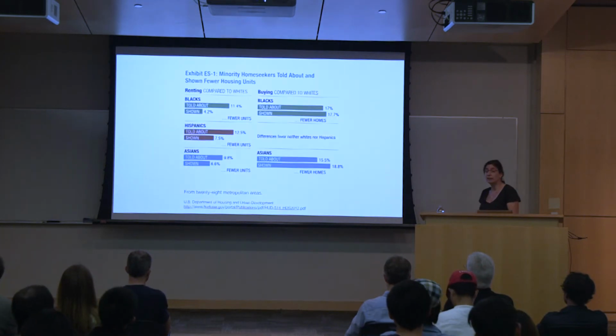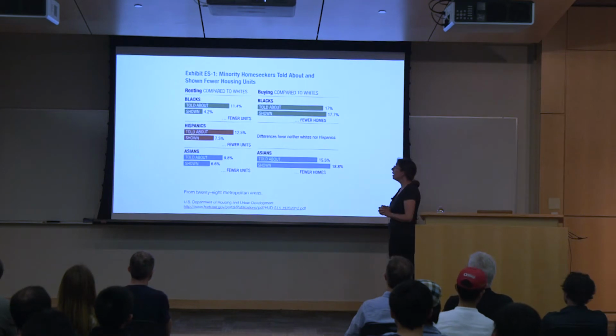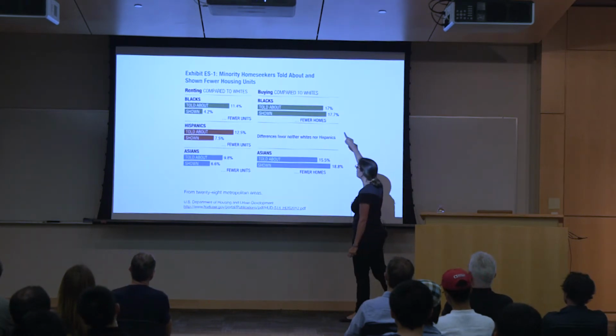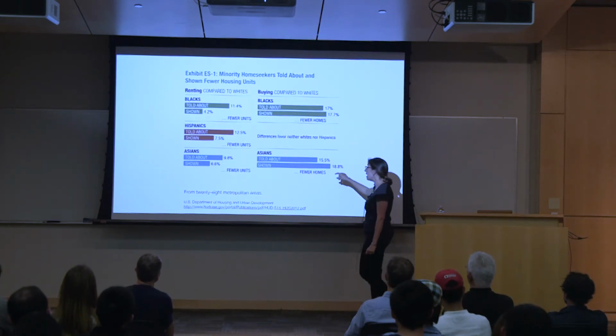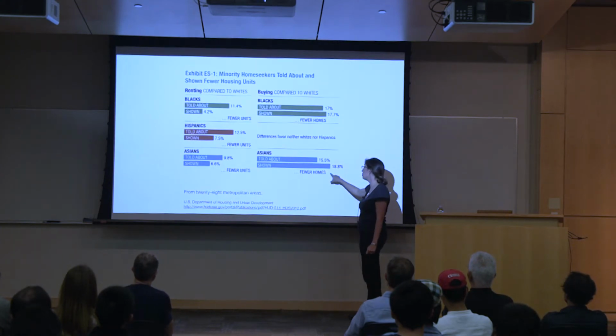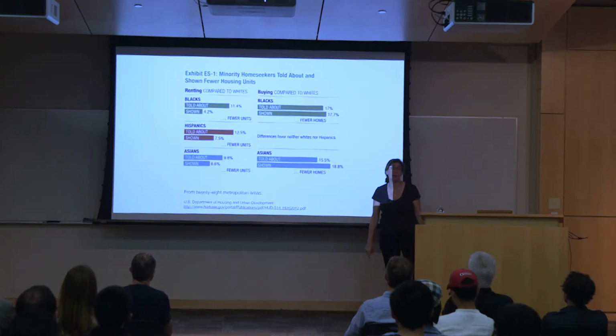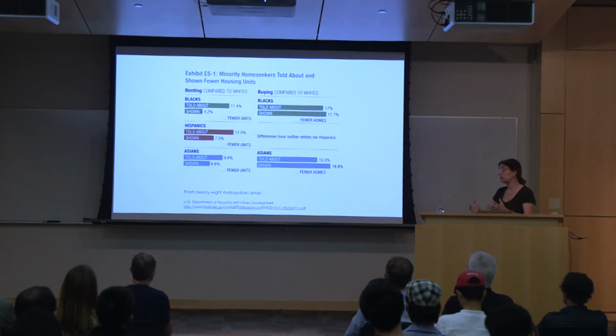And while things are better, they're not perfect. It turns out that compared to whites, blacks are told about 17% fewer homes and shown about 17.7% fewer homes. Compared to whites, Asians are told about 15.5% fewer homes and shown 18.8% fewer homes. And this is in walking into face-to-face worlds.